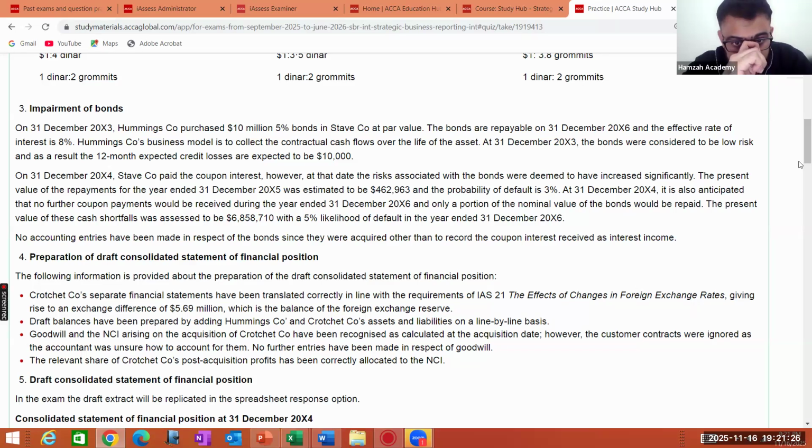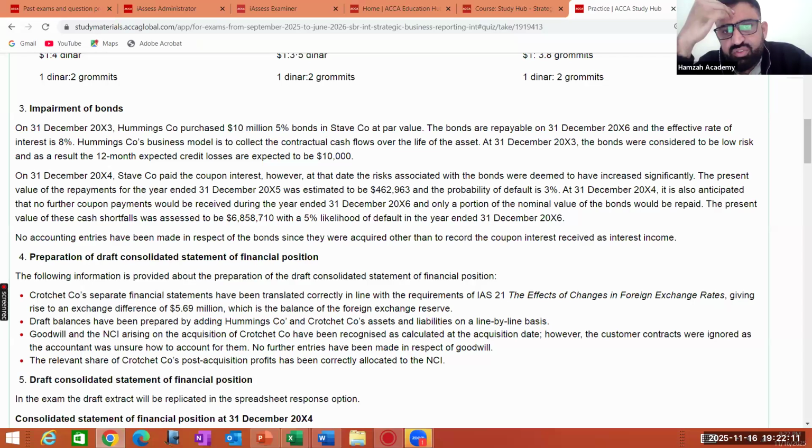Okay, so keeping that in mind, we now read exhibit number 3. On 31st December X3, H company purchased a 10 million 5% bond in S company at par. Bonds are repayable on 31st December X6 with an effective interest rate of 8%. Their business model is to collect the contractual cash flow. And at December X3, the bond was considered to be low risk, and as a result the 12-month expected credit loss is expected to be $10,000.